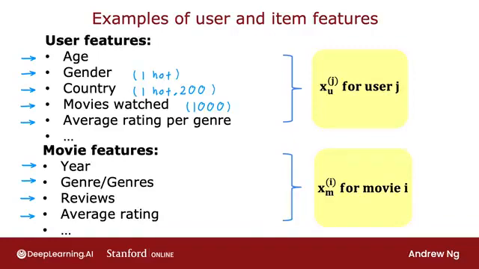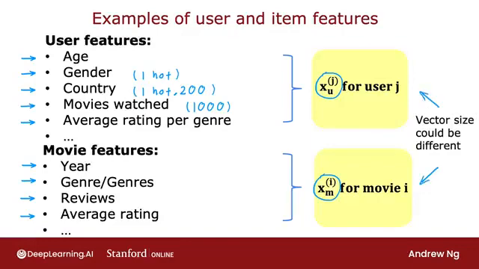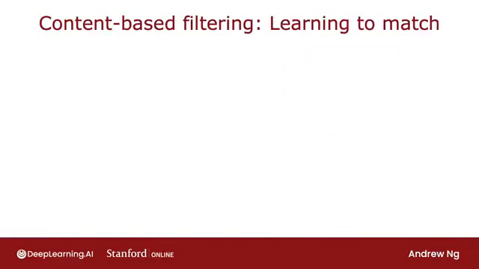Given features like this, the task is to try to figure out whether a given movie I is going to be a good match for user J. Notice that the user features and the movie features can be very different in size. For example, maybe the user features could be 1,500 numbers, and the movie features could be just 50 numbers. And that's okay too. In content-based filtering, we're going to develop an algorithm that learns to match users and movies.